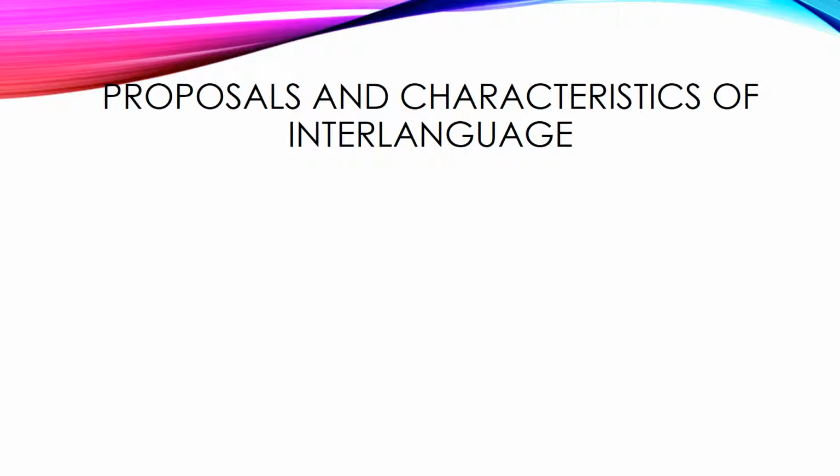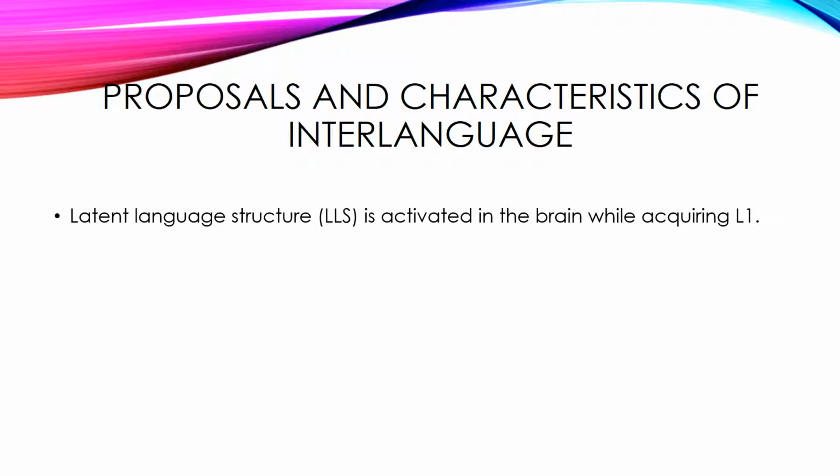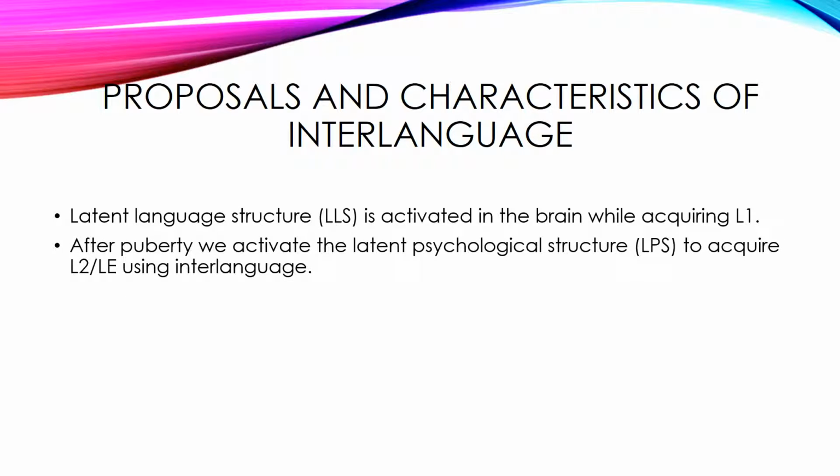Some of the proposals about interlanguage are made by Selinker, who talks about the latent language structure, which is a structure responsible for the acquisition of the mother language L1. And according to Lenneberg, this structure stops working at puberty. Selinker proposed that around 95% of the students who have reached puberty start activating a new structure called the latent psychological structure in order to acquire an L2, and therefore they will develop an interlanguage.